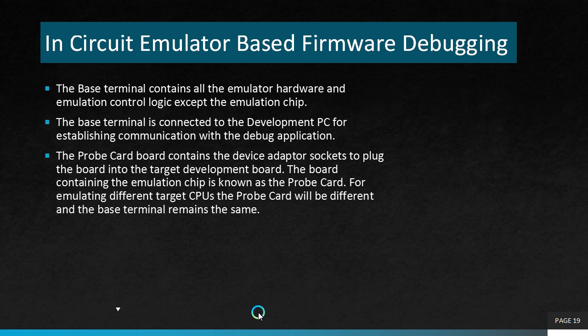The emulation chip is mounted on a separate PCB and it is connected to the base terminal through a ribbon cable. The probe card board contains the device adapter sockets to plug the board into the target development board. The board containing the emulation chip is known as a probe card. For emulating different target CPUs, the probe card will be different and the base terminal remains the same.